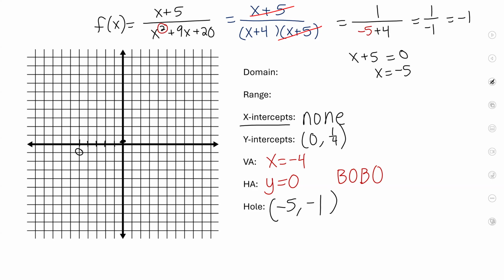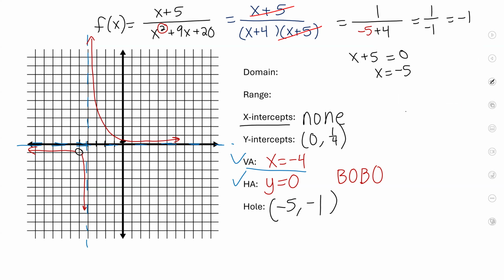Let me go ahead and also graph my vertical asymptote. That's at -4. And my horizontal asymptote is at y equals 0. Okay. I'll go ahead and plot my graph. It's going to look something like this, make sure you go through those points you just made. That's what your graph should look like.